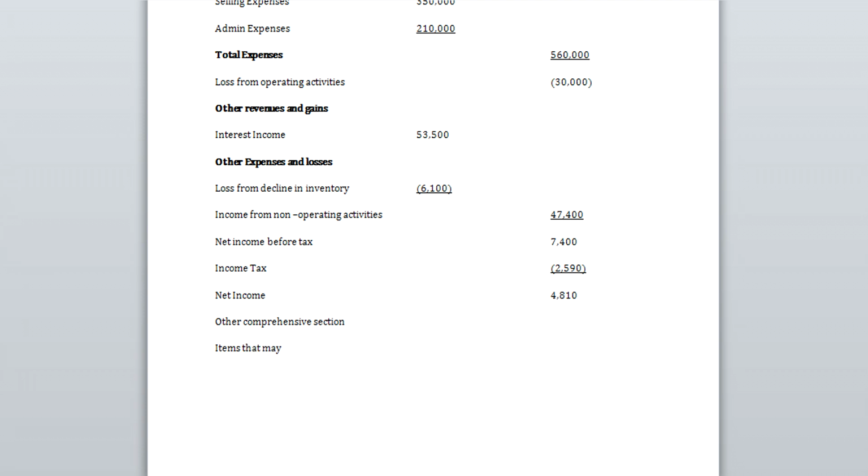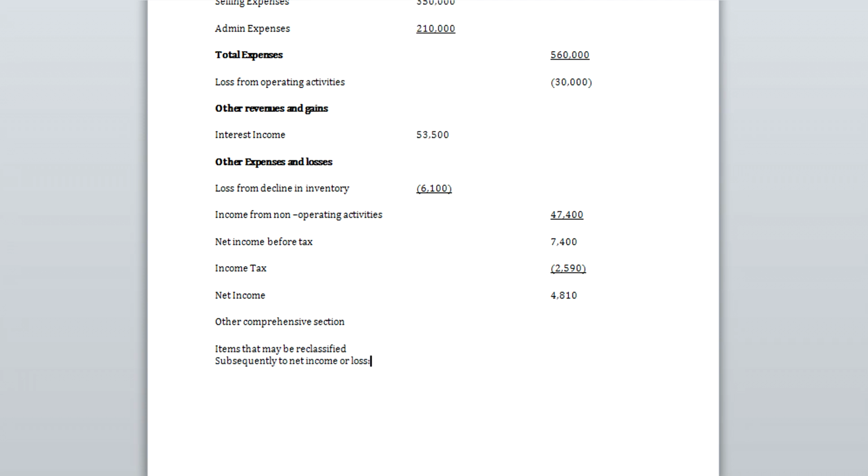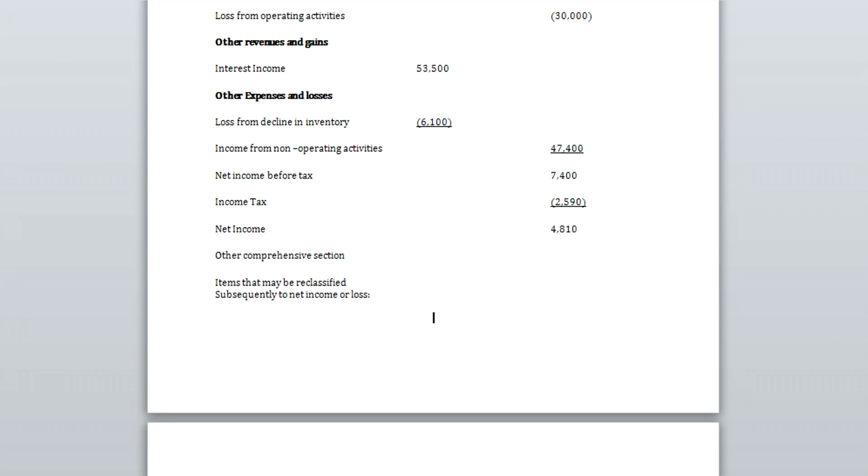We always write: items that may be reclassified subsequently to net income or loss. We always include this right underneath the section. And I'll go ahead and format it all pretty there so it's all together. We always put this right underneath the other comprehensive income section header. Why? I have no idea, but it's what we do. And as we discussed, there's only one item that goes there, and it's this unrealized holding gain on fair value OCI. So we'll go ahead and put that in there.